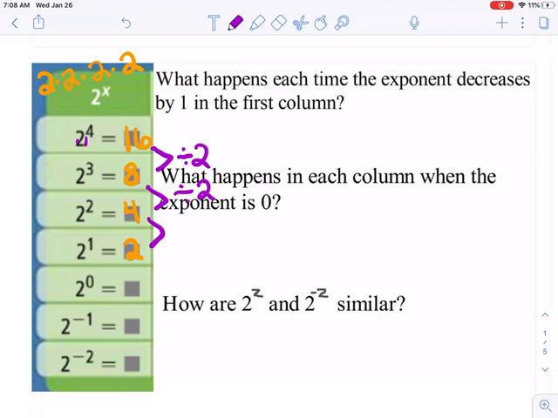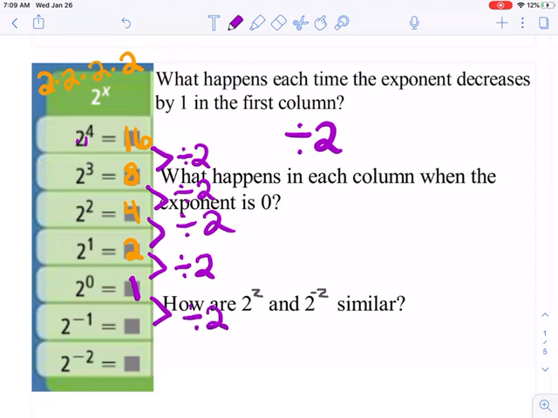8 divided by 2 is 4. 4 divided by 2 is 2. So we can answer this first question. What happens each time the exponent decreases by 1? Well, we're just dividing by 2. By knowing this fact, we can fill out the rest of the table. If I keep this pattern going, what's 2 divided by 2? That gives me 1. So 2 to the 0 is 1. 2 to the negative first, I keep going with my pattern. 1 divided by 2 is 1/2. If I keep dividing by 2, half of a half is 1/4.